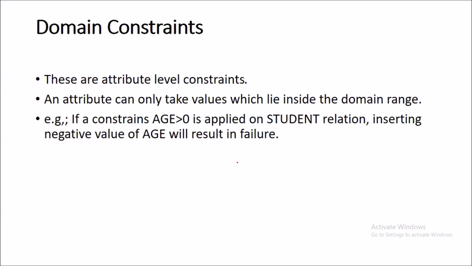First is domain constraint. Domain constraint is violated if an attribute value does not appear in the corresponding domain or it is not of the appropriate data type. So this is an attribute level constraint, and an attribute can only take values which lie inside the domain range. For example, if a constraint age is greater than 0 is applied on student relation, inserting a negative value of an age will result in failure. So in a table, if there is a column age, you can apply the value greater than 0. Inserting a negative value of an age is not appropriate, it violates the rules of the domain constraint.